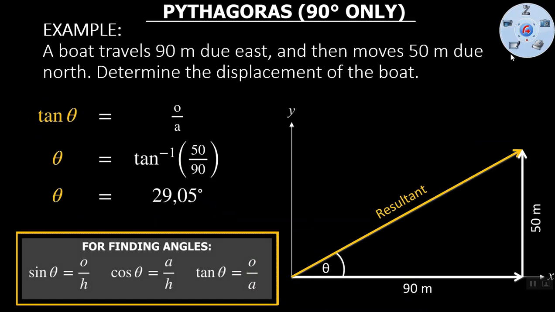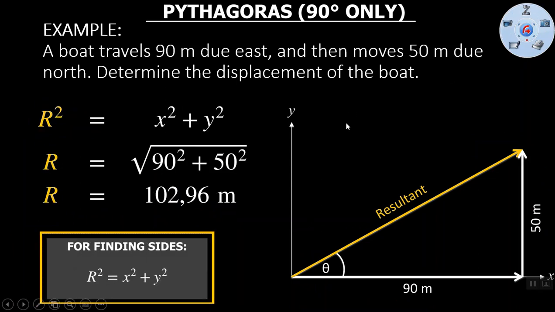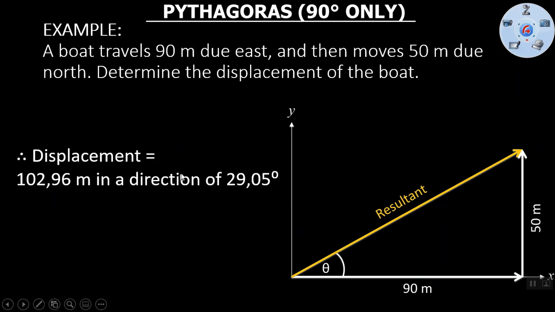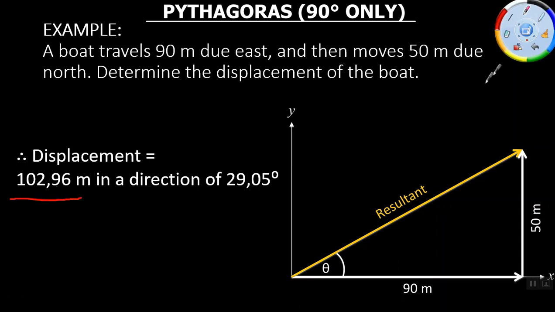So what we've done is we've calculated our magnitude. We've calculated our direction. So then the displacement is 102.96 meters in a direction of 29.2, and we have our magnitude and we have our direction. Okay, and that is only if it's 90 degrees, and that's what we'll do in IGCSE.